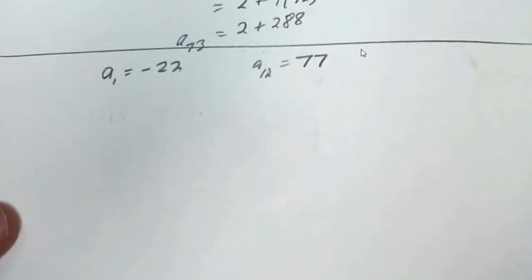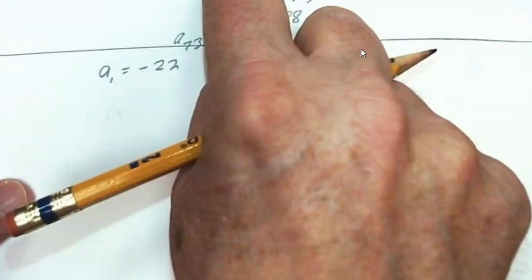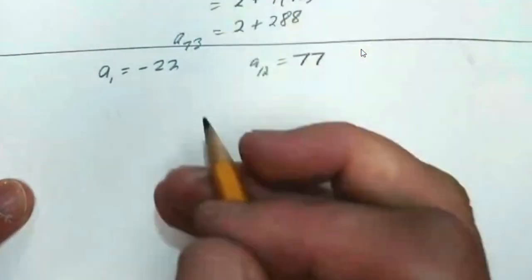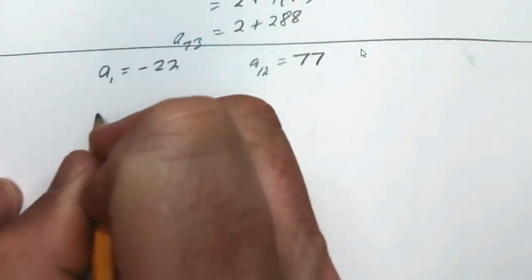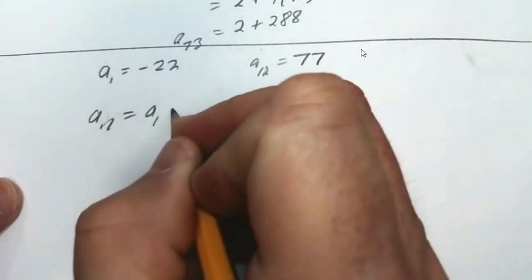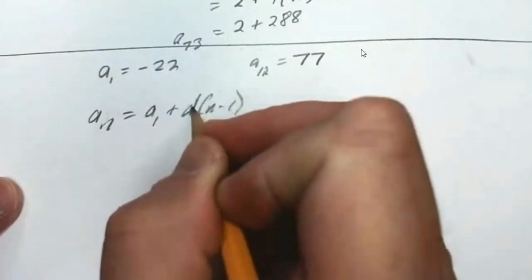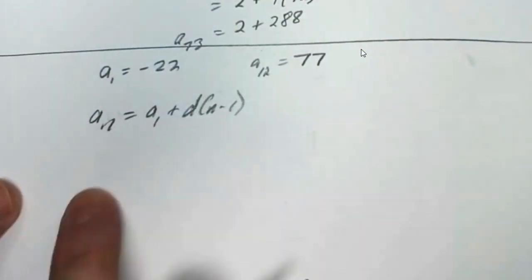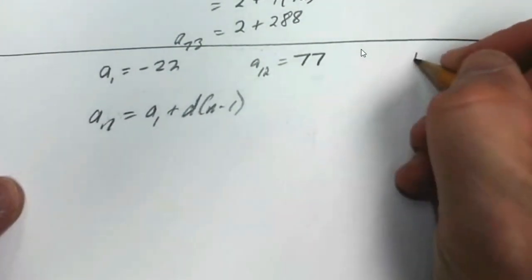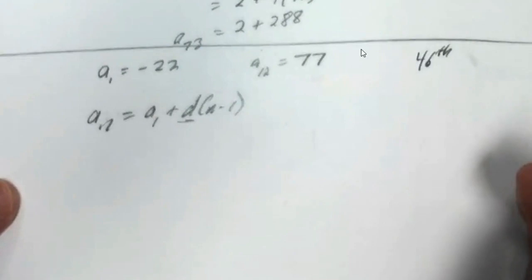That's it. But fortunately, we do have a formula that we could use. If we take this formula, a sub n equals a sub 1 plus the common difference times n minus 1. And let's plug in what we know. Now, they want to know the 46th. We're not there yet because we have to figure out what D is. We don't know what D is.